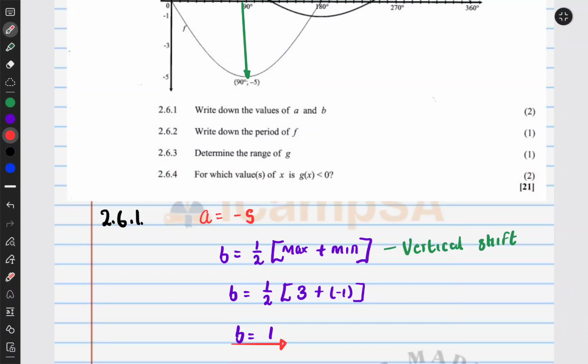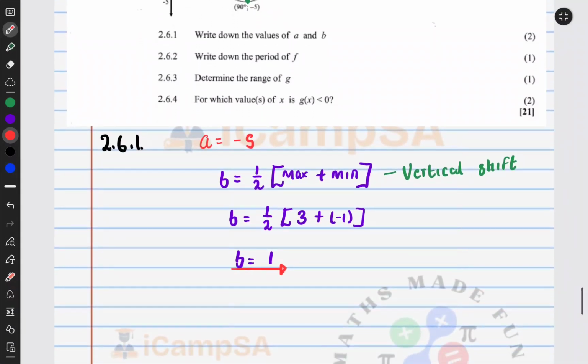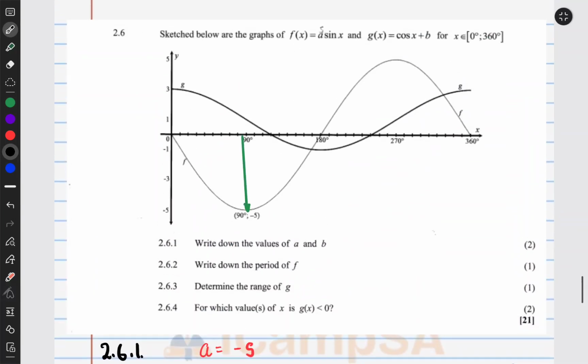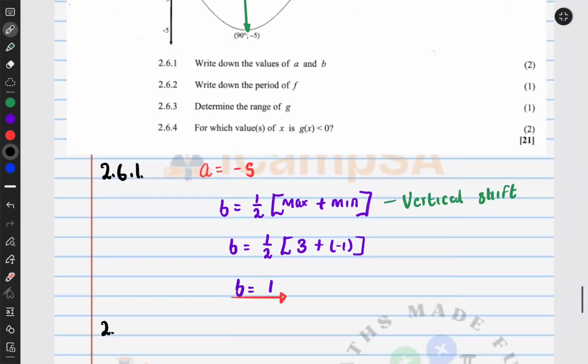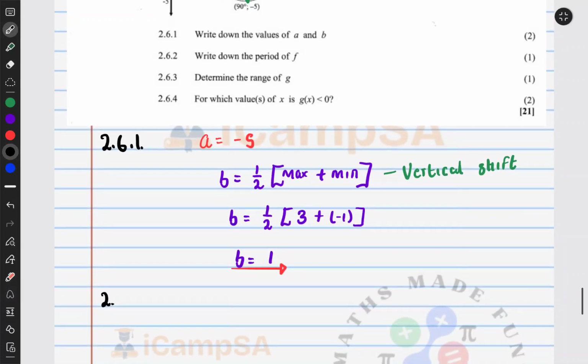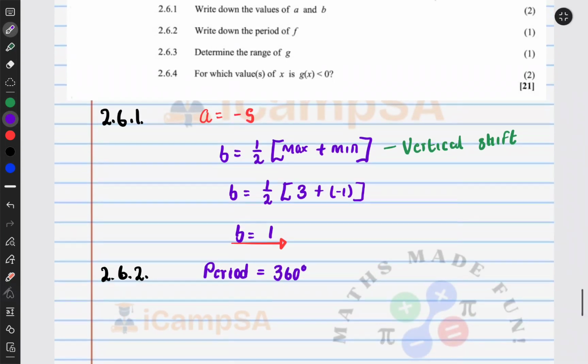Okay, and then 2.6.2, write down the period of f. So what is the period? The period is the time it takes for the function to complete one cycle. So the f function is a sinusoidal function, and in grade 10 I always say this, 95% of the time, since your functions are not stretched horizontally, the period will be 360 degrees. So period is equal to 360 degrees.